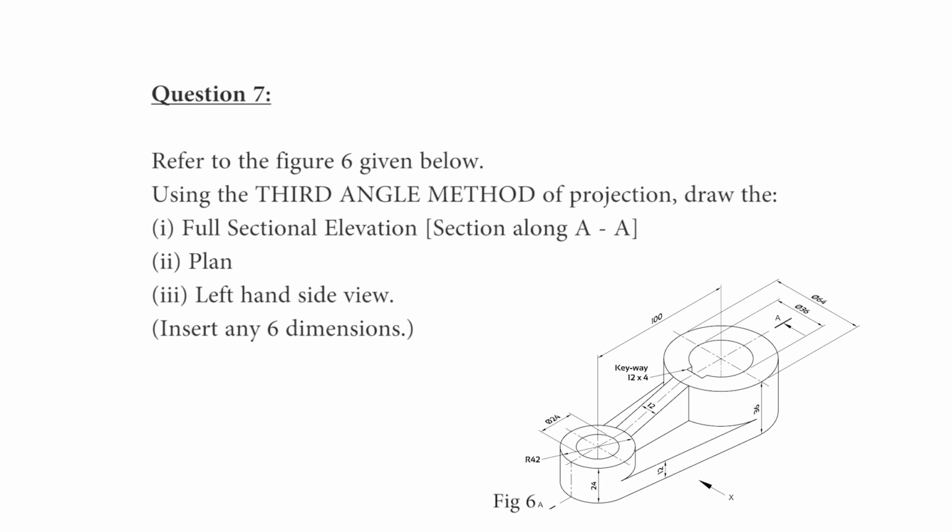Question number 7. Refer to figure 6 given below. Using the third angle method of projection, draw the number 1. Full sectional elevation, section along A to A. Number 2. Plan. Number 3. Left hand side view. Insert any 6 dimensions.